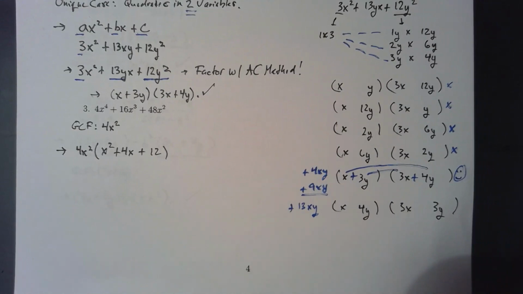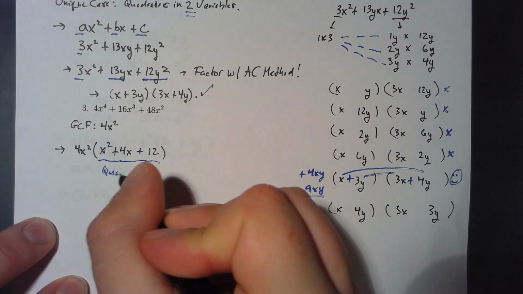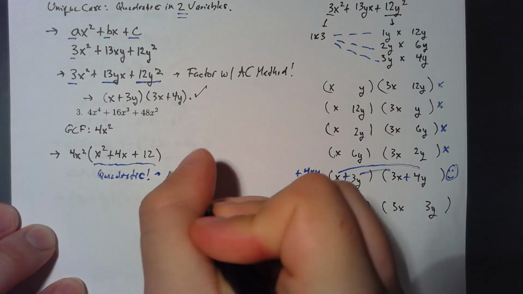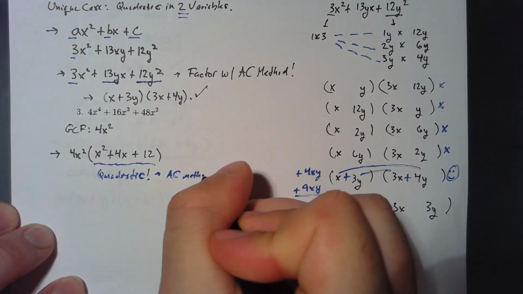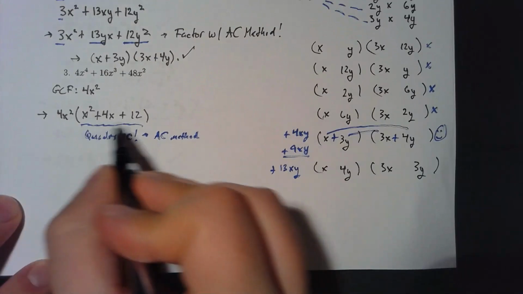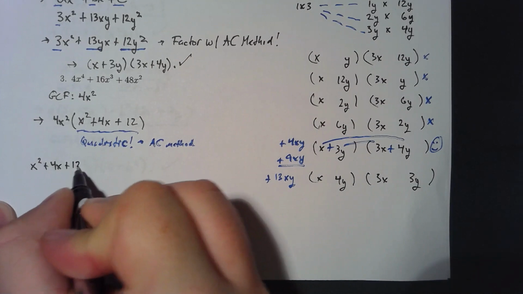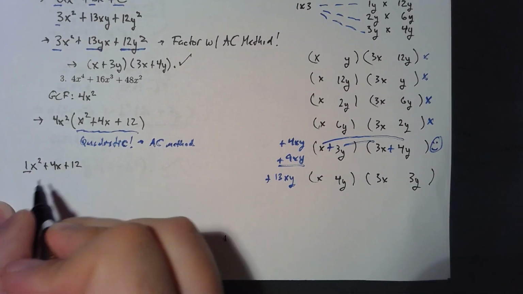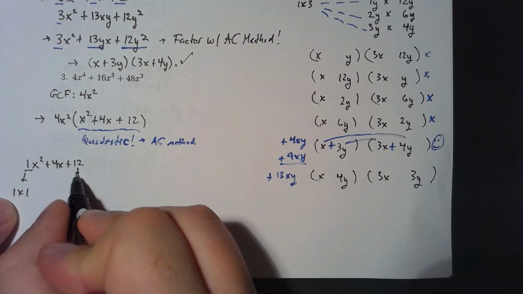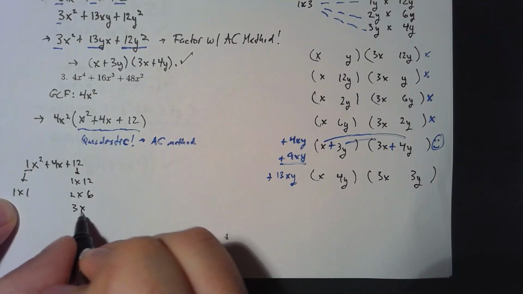Now again, what do I have here? This is a quadratic, which you need to factor with the AC method. Now this is an easy quadratic because the leading coefficient here is 1. So this one's easy. The factors of that are 1 and 1. And the factors of 12: 1 and 12, 2 and 6, 3 and 4.